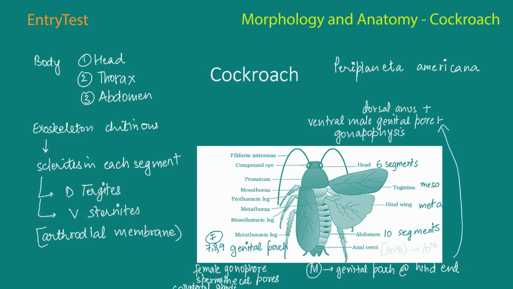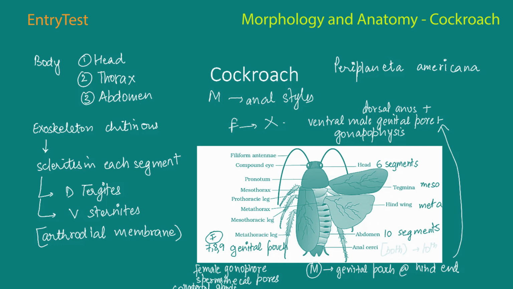And in the males, it consists of the dorsal anus, the ventral male genital pore and gonapophysis. And the anal cerci are present in both males and females. The males also have a pair of short thread-like styles that are absent in females. So that is how, by looking at a cockroach, you can identify if it's a male or a female. The males also have anal styles near the cerci that are absent in females. And the cerci are on the 10th segment. They're a pair of jointed filamentous structures.